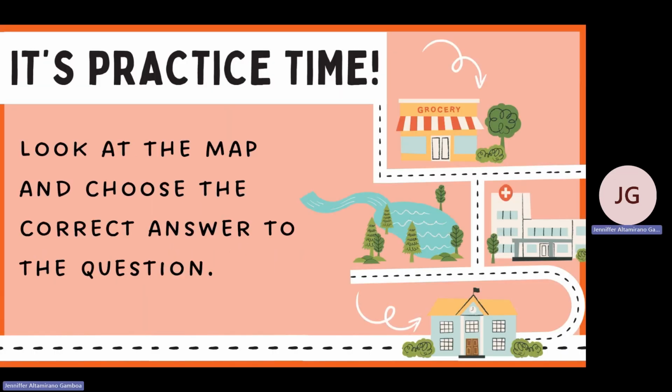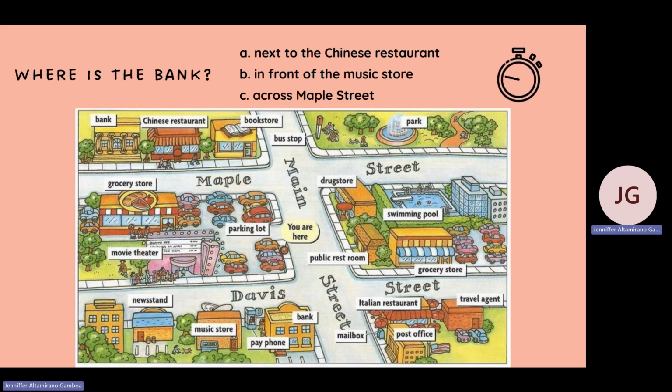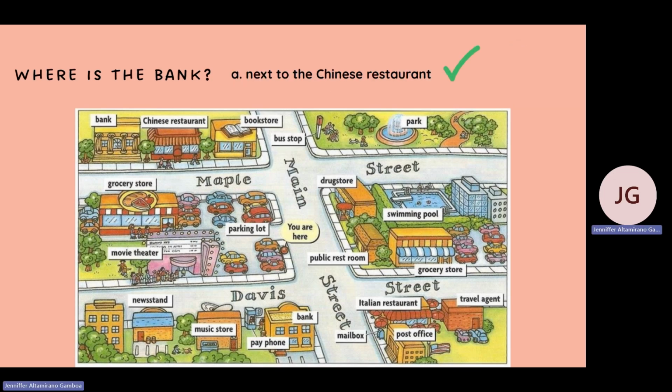So, it's practice time. Look at the map and choose the correct answer to the question. Where is the bank? A. Next to the Chinese restaurant. B. In front of the music store. C. Across Maple Street. And the answer is A. Next to the Chinese restaurant.